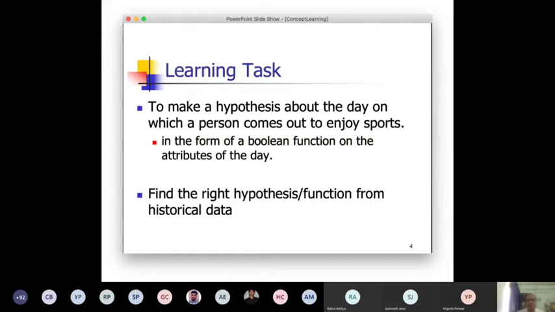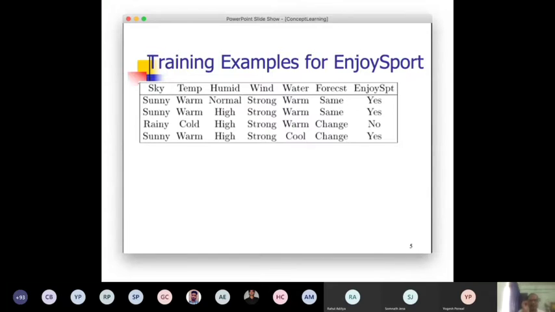So here, this is your learning task. That means you have to find the right hypothesis or function from historical data, which we call training examples. That means those data are given as the training examples. So let us take this set of examples. So what has been given to you? It's a toy problem which we will be discussing. So we will consider only a few training examples.